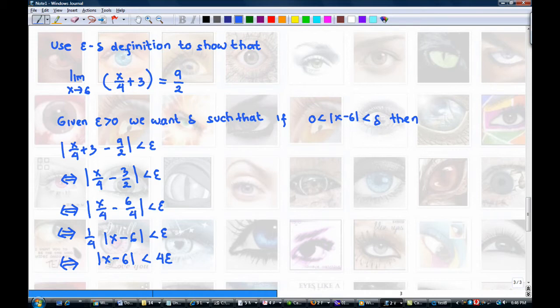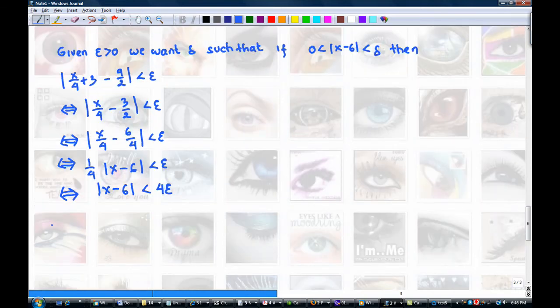Okay, so let us repeat again. We want to find delta so that if we have this inequality, it implies this inequality. Then what is the obvious choice? Then the obvious choice will be delta equals 4 epsilon. Why? Because if we choose delta equals 4 epsilon, then immediately we have absolute value of x minus 6 less than 4 epsilon, which is exactly the inequality that we want to show. Okay? So choose delta equals to 4 epsilon.